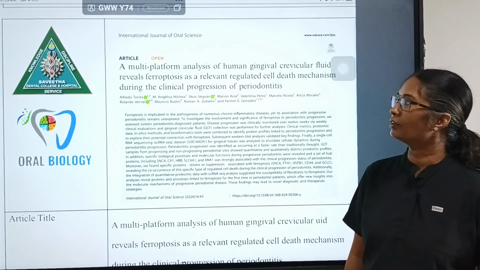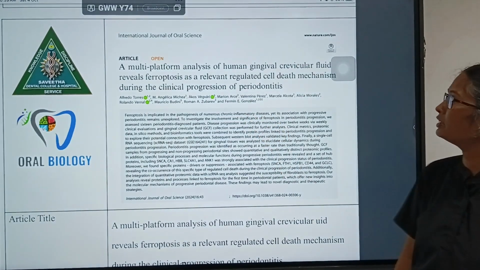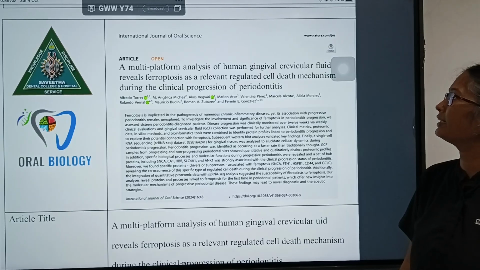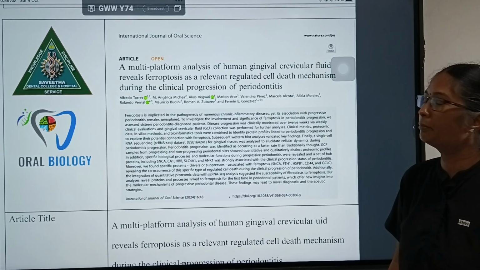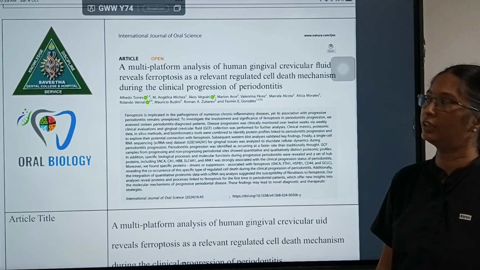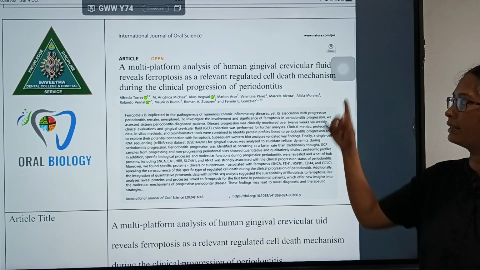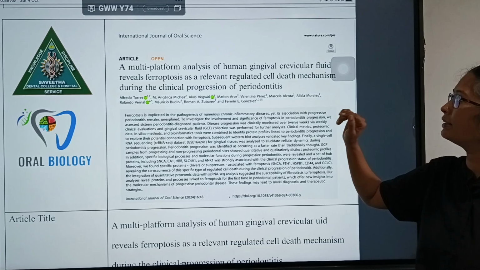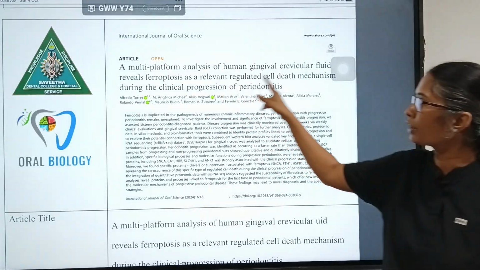Today we are going to talk on a topic: multi-platform analysis of human gingival crevicular fluid, which reveals ferroptosis as a relevant regulated cell death mechanism during the clinical progression of periodontitis. In the seminar we were discussing saliva as a diagnostic tool, and there is one more diagnostic tool easily available from the oral cavity, which is the gingival crevicular fluid.